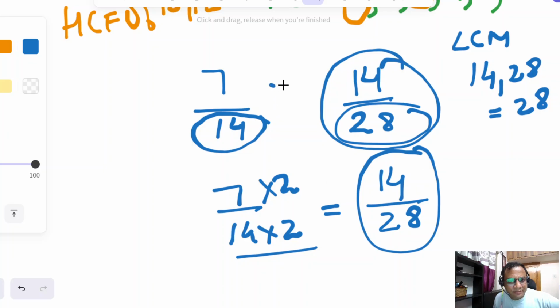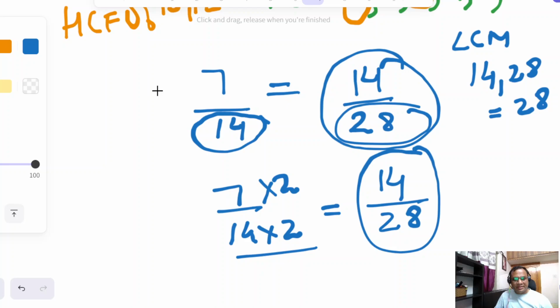So yes, they are equivalent fractions, isn't it? So we learned two techniques to prove any two fractions equivalent. Either we can reduce them to the lowest term, or else we can make the denominator the same.